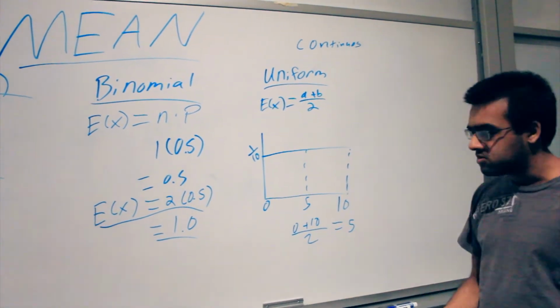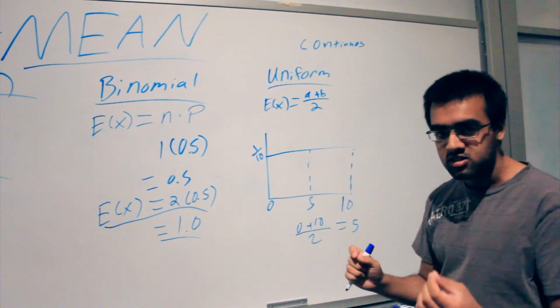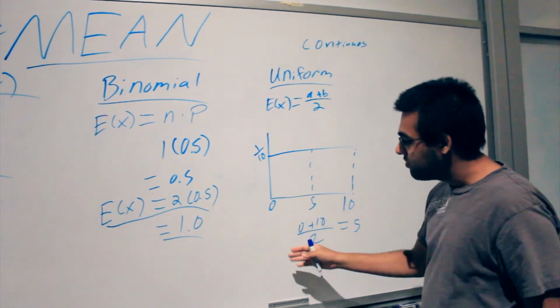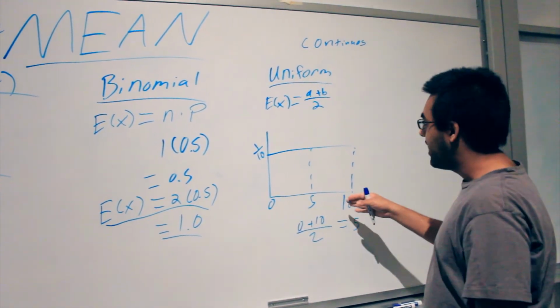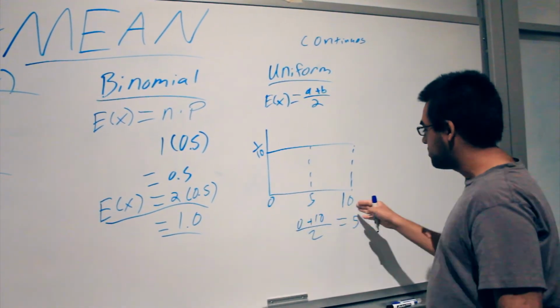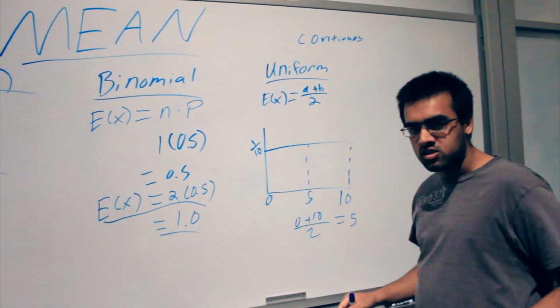Obviously, your actual problems will be a little bit more difficult. Just remember that this is very important. 0 is the very beginning point of your distribution, and A was the beginning point of the distribution, B is the very end point of your distribution.